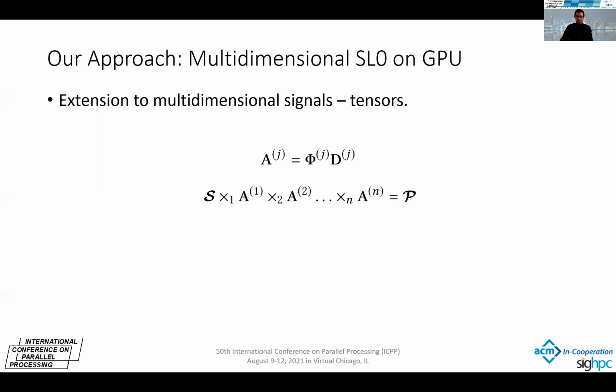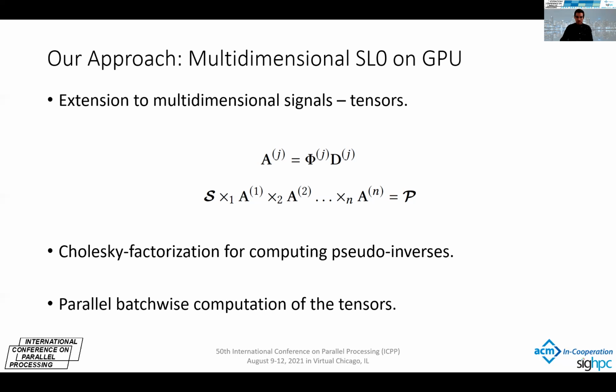We also aim to speed up the computation of the algorithm on the GPU, where the signals or tensors are large. We do this by using a Cholesky factorization for computing the pseudo-inverse of A. To further speed up the algorithm, we parallelize all operations and compute the input signals batch-wise.